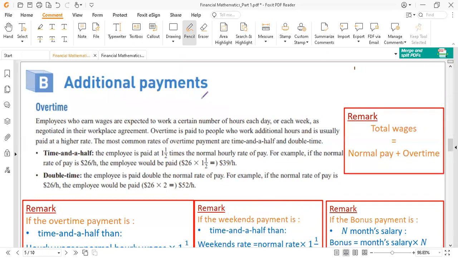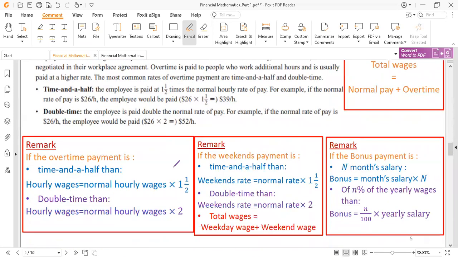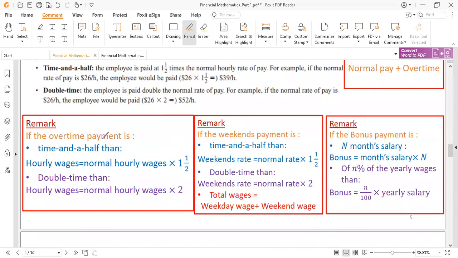Most of the time we don't have a fixed payment. We also have additional payment like overtime, when they work during Saturday or Sunday. Normally the payments are different from the weekdays. So we should know that if the overtime payment is at time and a half, we multiply the normal hourly wage by 1.5. And if it is double time, we multiply the normal hourly wage by 2, and so on.